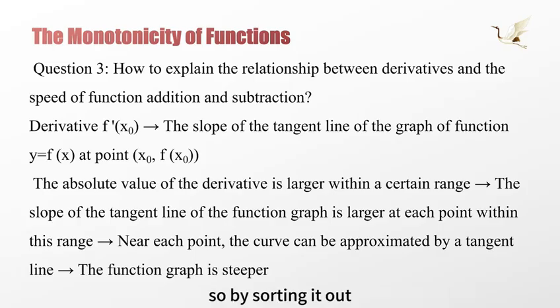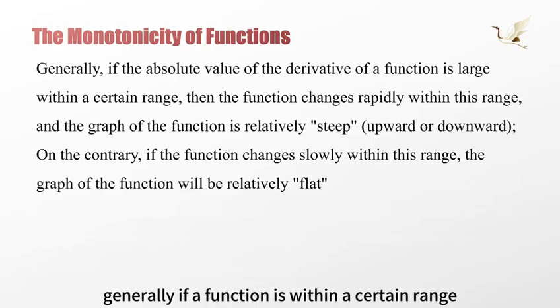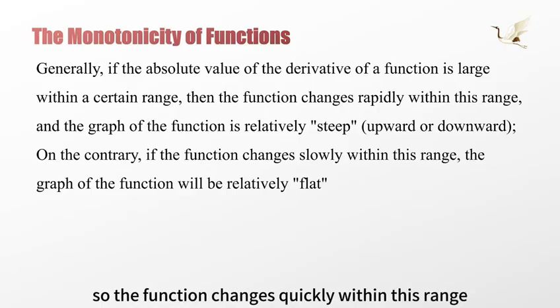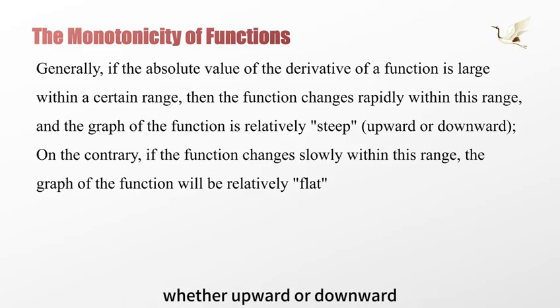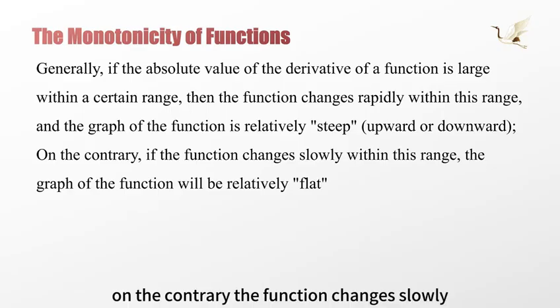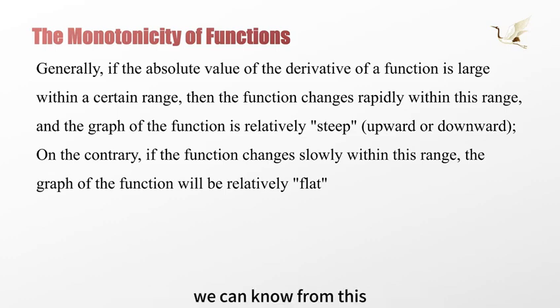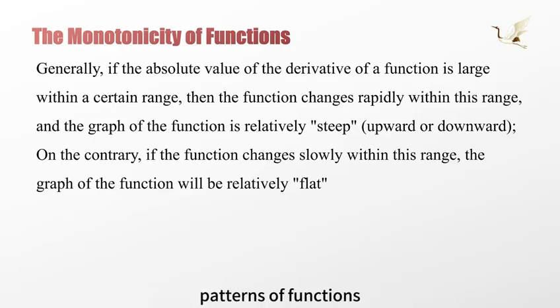So by sorting it out, we should be able to come to such a conclusion. Generally, if the absolute value of a function's derivative is relatively large within a certain range, the function changes quickly within this range. At this point, the graph of the function becomes steeper, whether upward or downward. On the contrary, the function changes slowly within this range, and the graph of the function is relatively flat. We can know from this that derivatives can accurately and quantitatively characterize the variation patterns of functions.